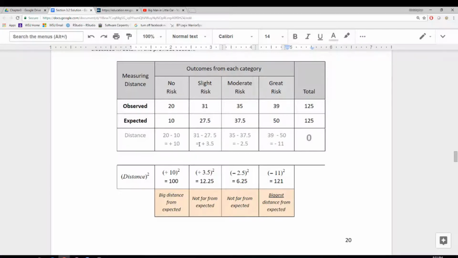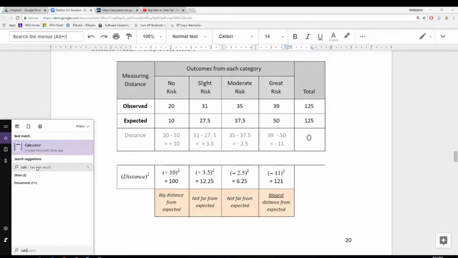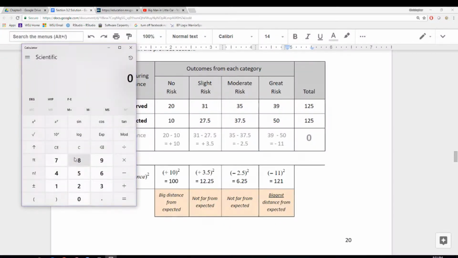Okay, for the second group, for the slight risk group, I observed 31. I should have seen 27.5, so about 27 or 28. I take 31 minus 27.5, I end up with positive 3.5. And I square that quantity. Let's go ahead and grab my calculator here. 3.5 squared is indeed the 12.25 as is shown here.